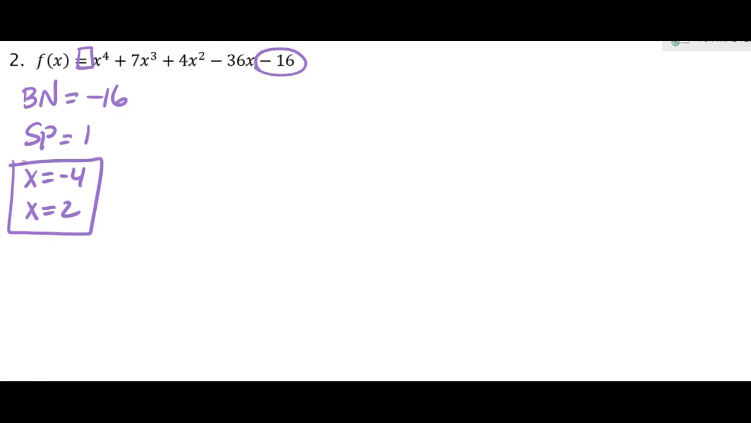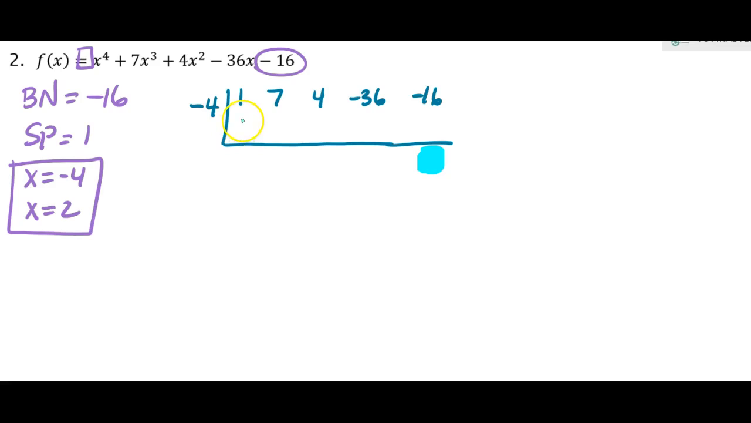So the next thing we're going to do is synthetic division. And I'm going to do synthetic division twice, and it does not matter which number you start with. I'm going to start with negative 4 because I wrote it first. So I'm going to write down all my coefficients. So I would have 1, 7, 4, negative 36, and negative 16. And I'm going to do synthetic division all the way through. And friendly reminder, we should get a 0 here. If we don't, we made a mistake.